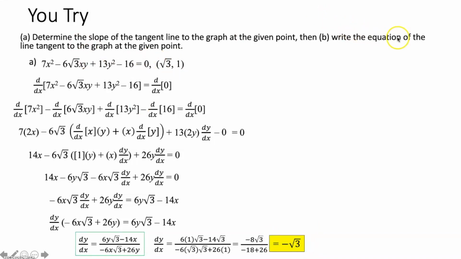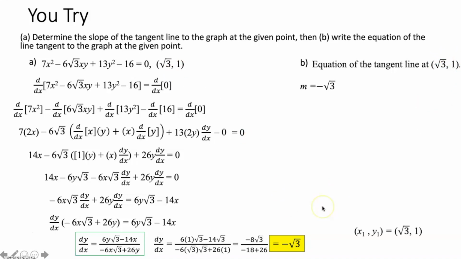All that's left is to write the equation of the tangent line to the graph at this given point. So to write the equation of a tangent line, I just need a point and a slope. Well, I already have a point, and I just found my slope. So I take the slope and the point and plug them into point-slope form. I take negative rad 3, plug it in for my m. I take rad 3 here, plug it in for my x sub 1, and take 1, plug it in for my y sub 1.